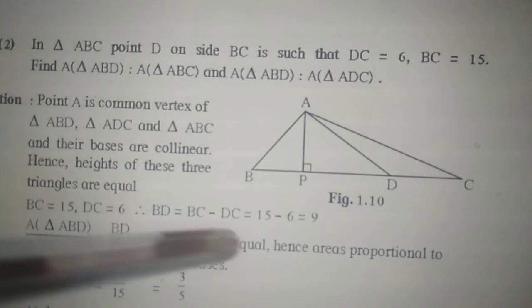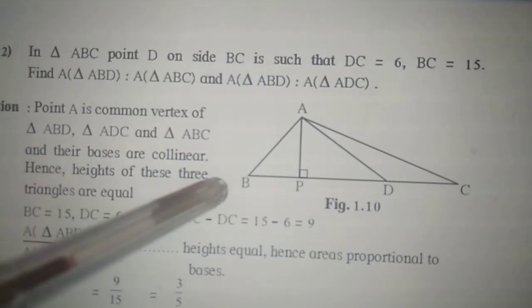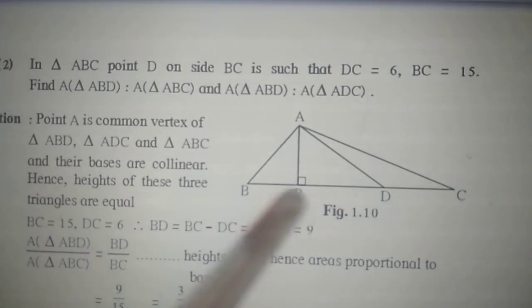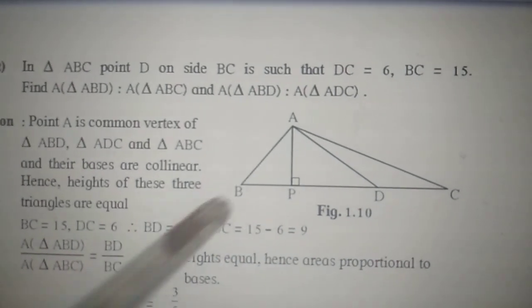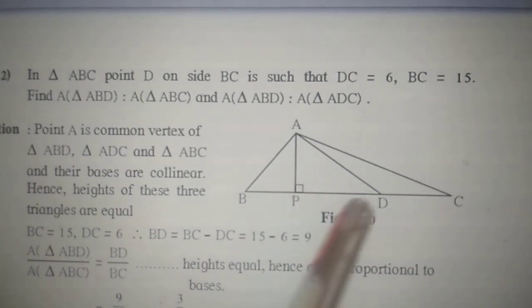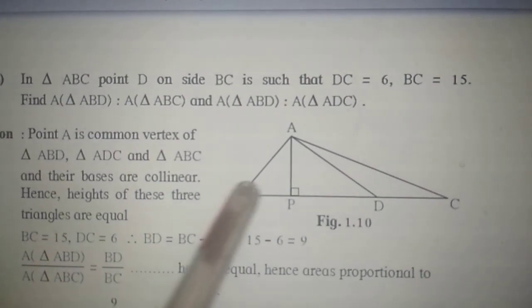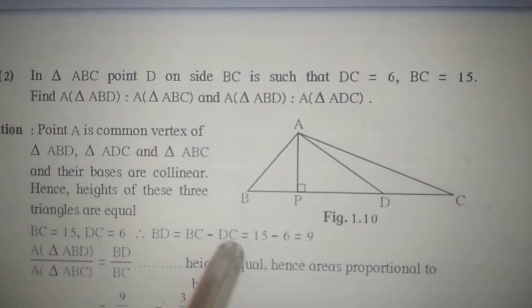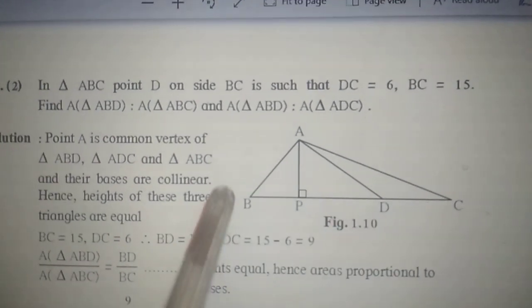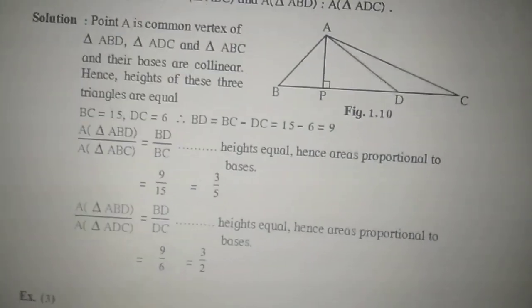What is the base of ABD? BD. ABC, BC. But BD is not given. BC is given and DC is given. Points B, D, C are collinear. Therefore, BD plus DC is equal to BC. Therefore, how do we get BD? BD equals BC minus DC, that is 15 total minus 6. We got BD is 9. Then it is simple. We got the bases of all three triangles.